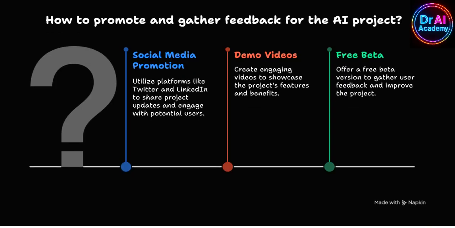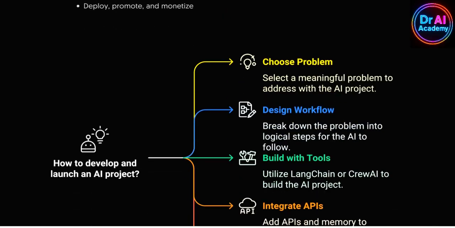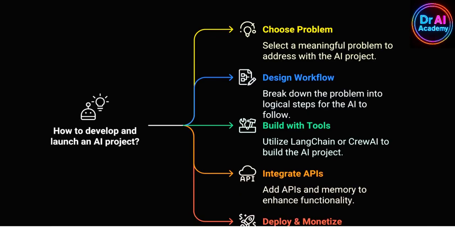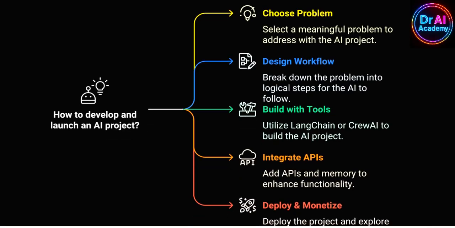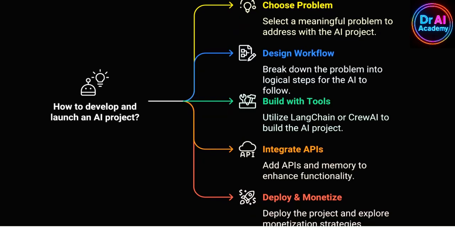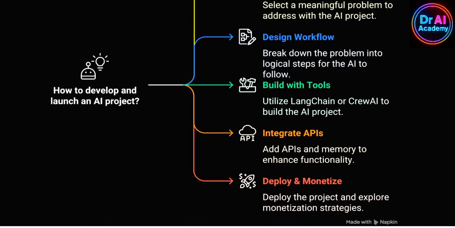Key takeaways: choose a real problem you love solving. Design the workflow clearly. Use the right framework, LangChain or CrewAI. Integrate tools, APIs, and memory. Deploy, monetize, and share it with the world. That's the end of Module 8 and the beginning of your own Agentic AI journey.